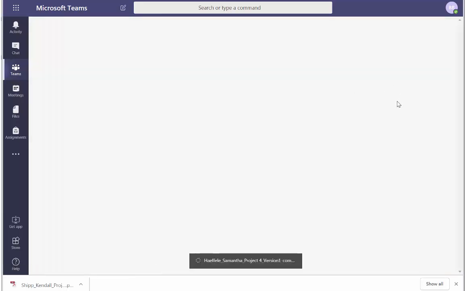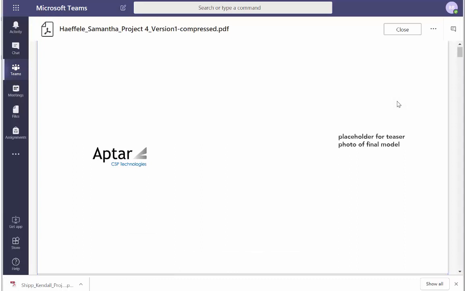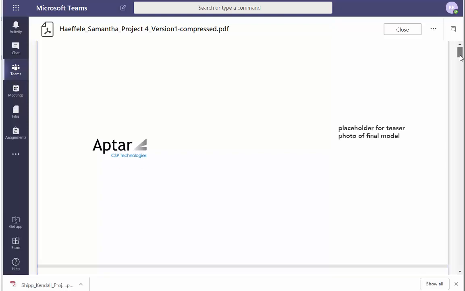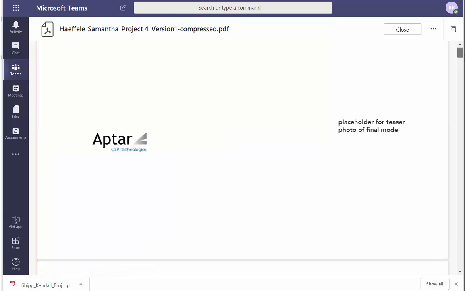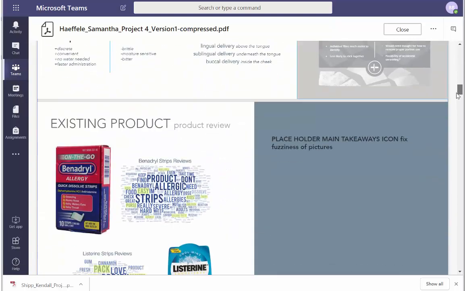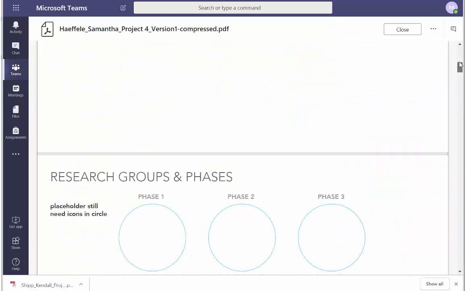Thank you, Miss Samantha, for compressing this file. CSP. Nobody ever tells me what CSP is. I'm always wondering. It's like, what does USB stand for? Universal Serial Bus. Why do I know that? I don't know. How many times did you say CSP? Just once? Alright. Let me see.